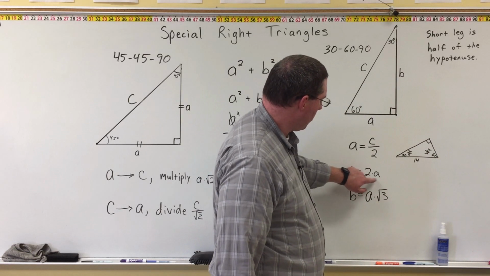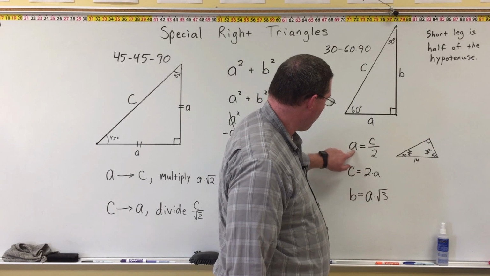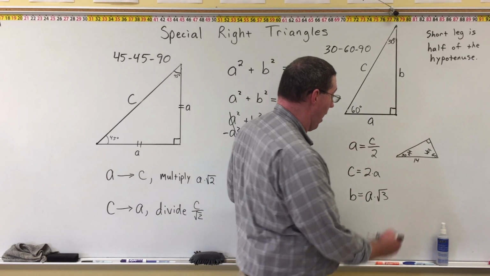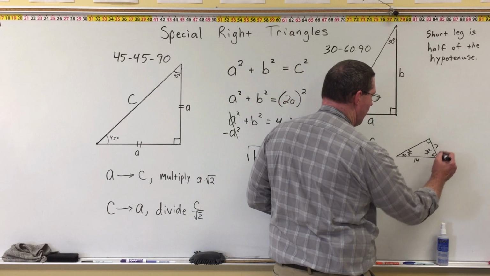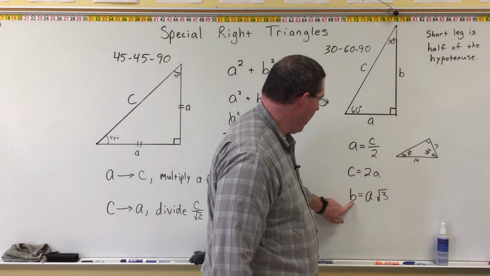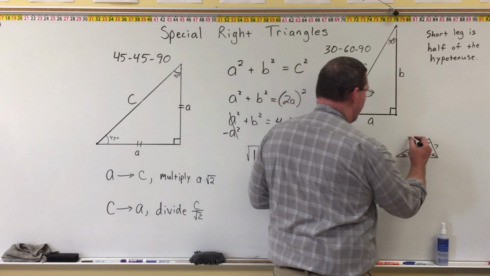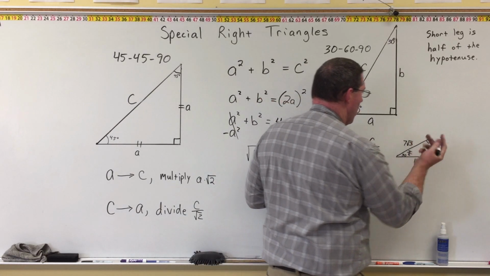So 14 is equal to 2 times a. If we want to know a, we have 14 divided by 2, so that's 7, right? Half of 14 is 7, so the short leg is 7. And we know that the long leg is simply the short leg, 7, times the square root of 3. So the long leg over here is just 7 square root of 3, and we're done.